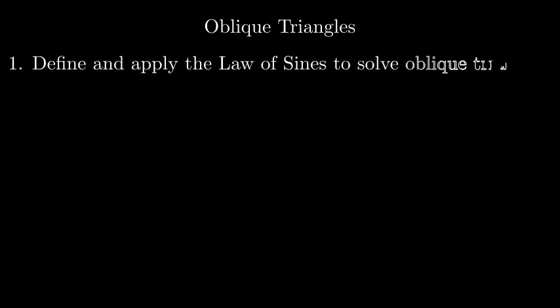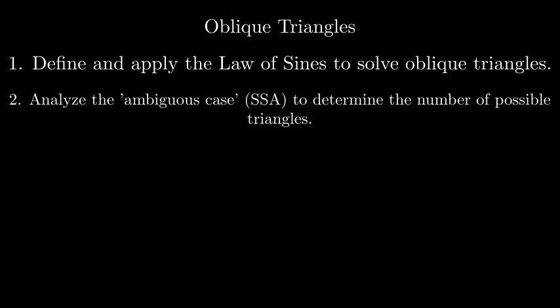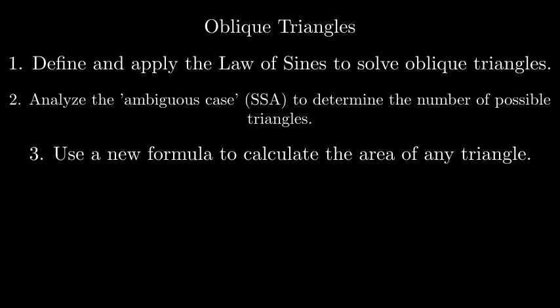By the end of this video, you will be able to: first, define and apply the law of sines to find missing sides and angles in oblique triangles. Second, you'll learn to analyze what's known as the "ambiguous case" to determine if a given set of measurements can form 0, 1, or 2 triangles. And third, you'll be able to use a new formula derived from the law of sines to calculate the area of any triangle. Let's begin by defining our key tool for today.